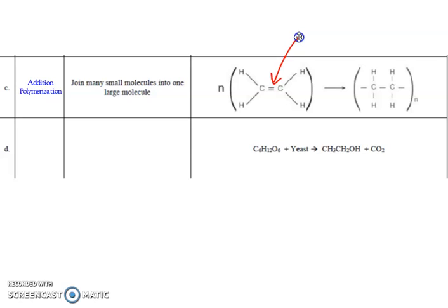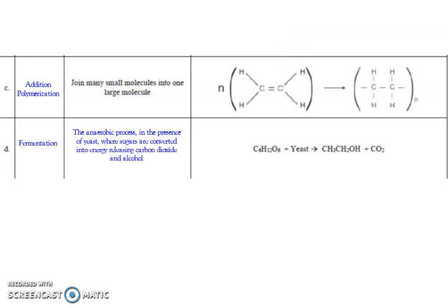The next example shows you sugar, glucose, with the yeast creating an alcohol, ethyl alcohol, and carbon dioxide. And you know that one as fermentation, and there's the definition.